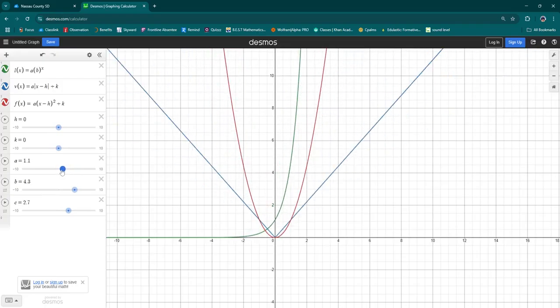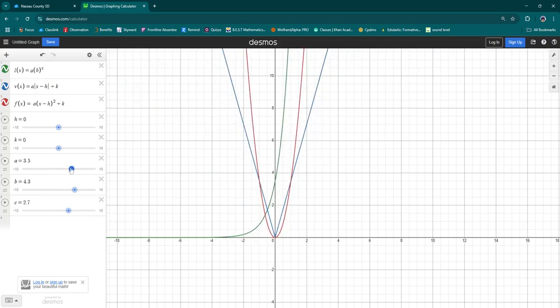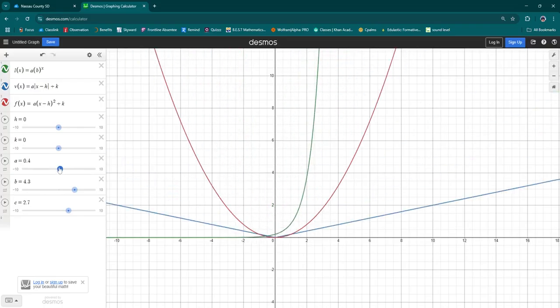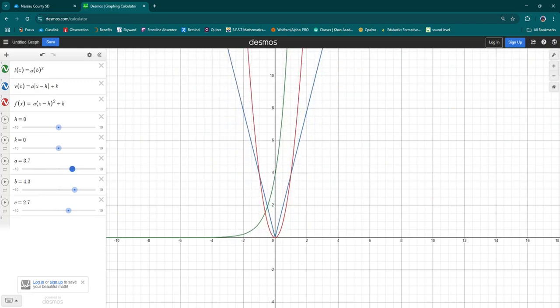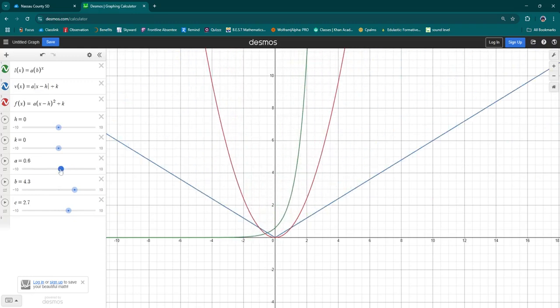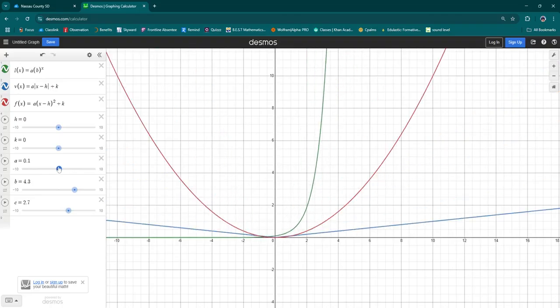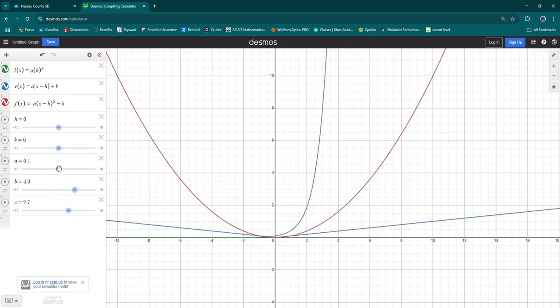Everything gets skinnier, closer together, because for every change in x, there's a bigger change in y, right? Right here, it's a 1-to-1 ratio. Right here, it's a 2-to-1 ratio. Right here, it's a 3-to-1 ratio. So as you make this a value bigger, it brings everything together. And if I make it between 0 and 1, it's still all going to be positive, but it gets wider and wider until it becomes negative.